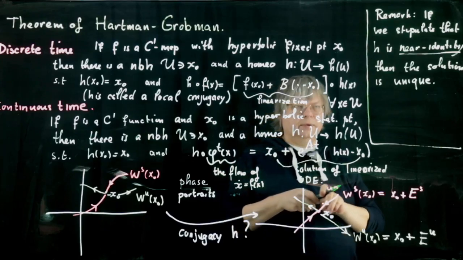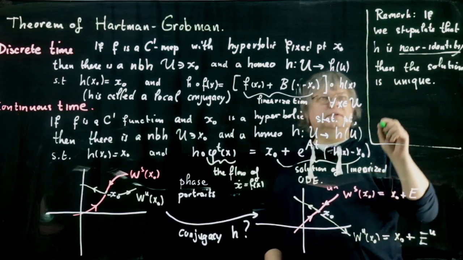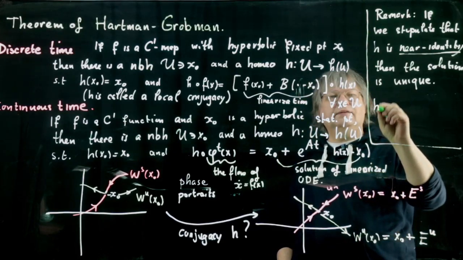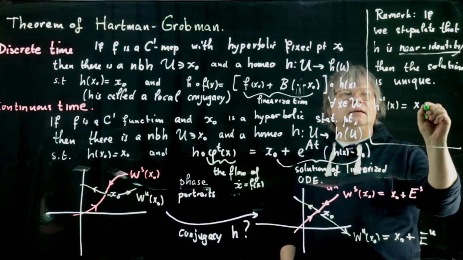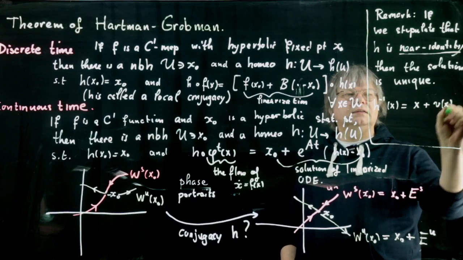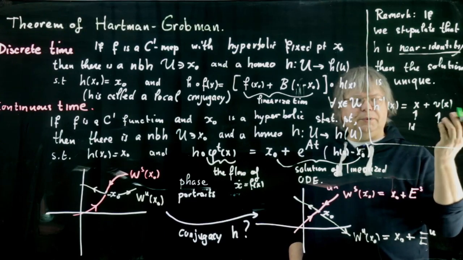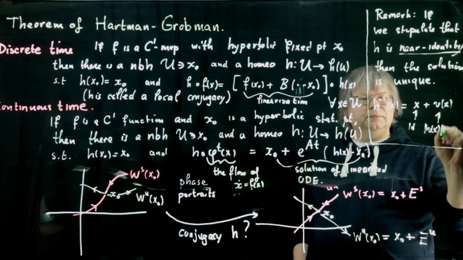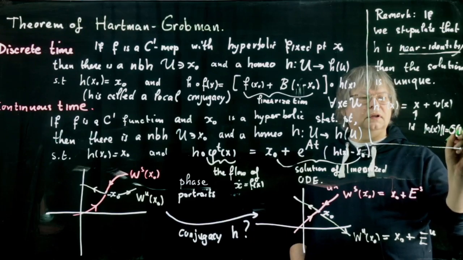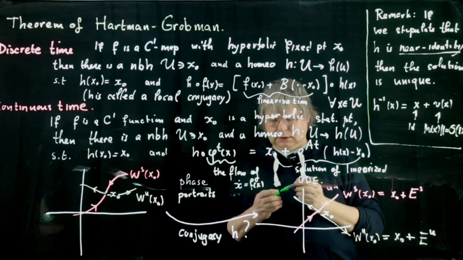And what again is near identity? Well, I would like to express this like the inverse of h of x is going to be x plus some v of x. Now that of course is the identity map, and that is a perturbation such that if I take v of x, this should be of order x squared. All right.